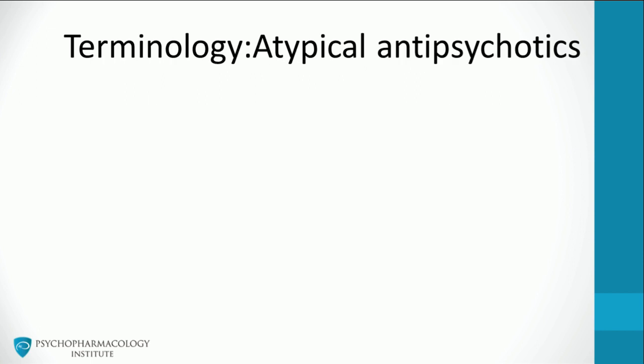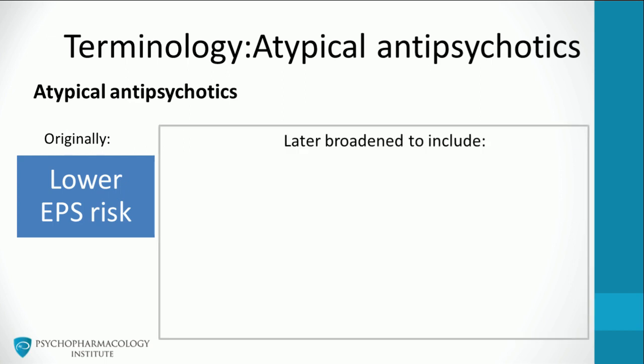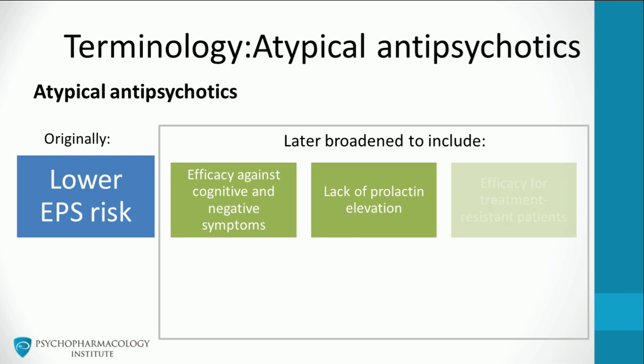What is an atypical antipsychotic? Originally, this term was used to describe a lower risk of extrapyramidal symptoms associated with clozapine use. Researchers found that at therapeutic doses, clozapine showed a much lower risk of extrapyramidal symptoms, such as tardive dyskinesia. Later, the use of this term was broadened to include efficacy against negative and cognitive symptoms, lack of prolactin elevation, and efficacy in treatment-resistant patients.